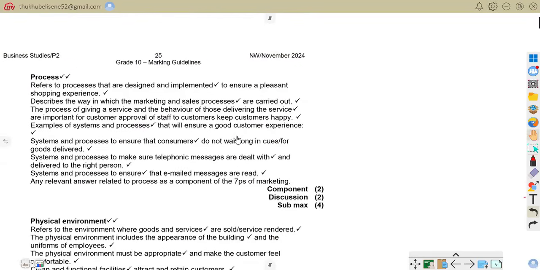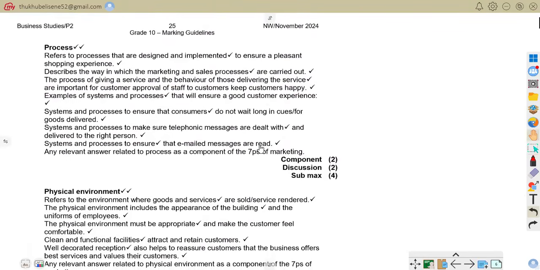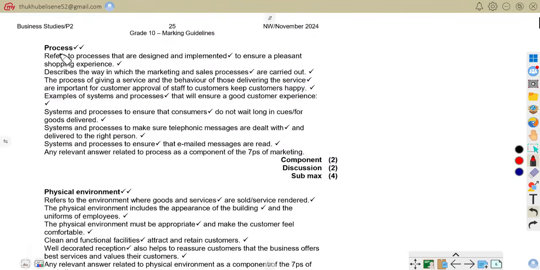So here we are on process. Process refers to the processes that are designed and implemented to ensure a pleasant shopping experience. They are designed and implemented to make sure that there is going to be a pleasant shopping experience. Process describes the way in which marketing and sales processes are carried out.